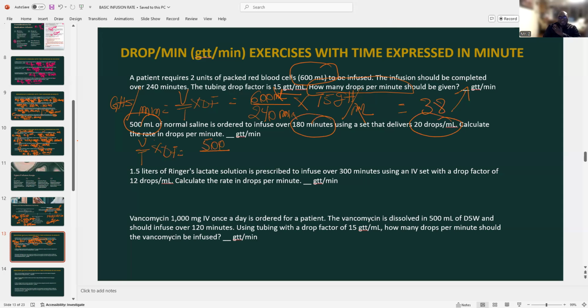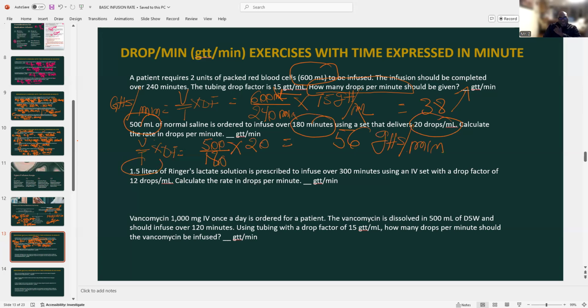Once you know this, you don't need to be putting those units all the time. Divide by time, which is 180, multiply by drop factor, which is 20. 500 times 20 divided by 180. You got 55.5. So once you round it up, you will have 56 drops per minute.